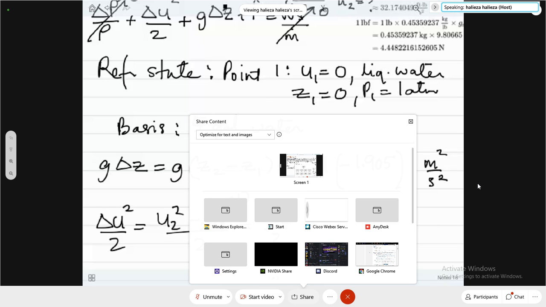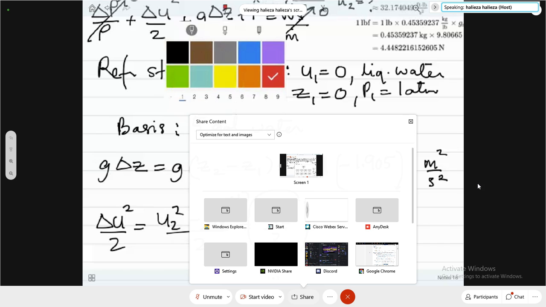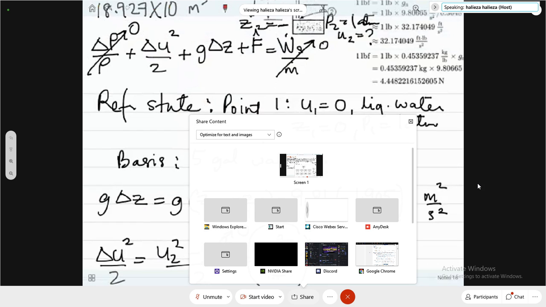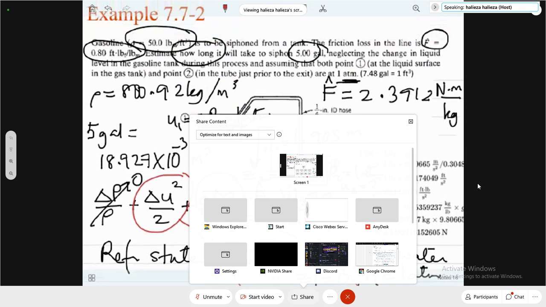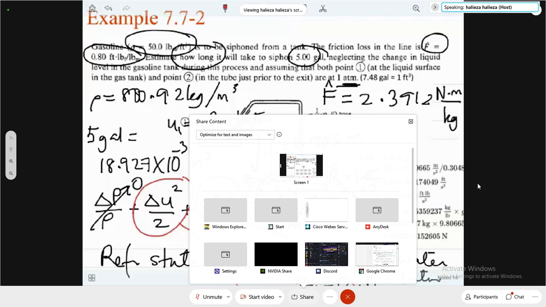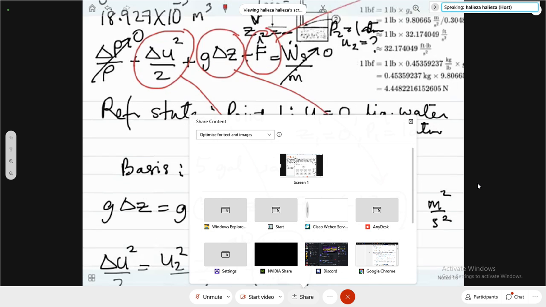So now I put everything inside the equation. So this is your u2 squared. Let me change color. Okay, done. That's that value, g, that value. The F value, we have that given. That's the F value after you have converted it. So everything is there. Solve for your u2.